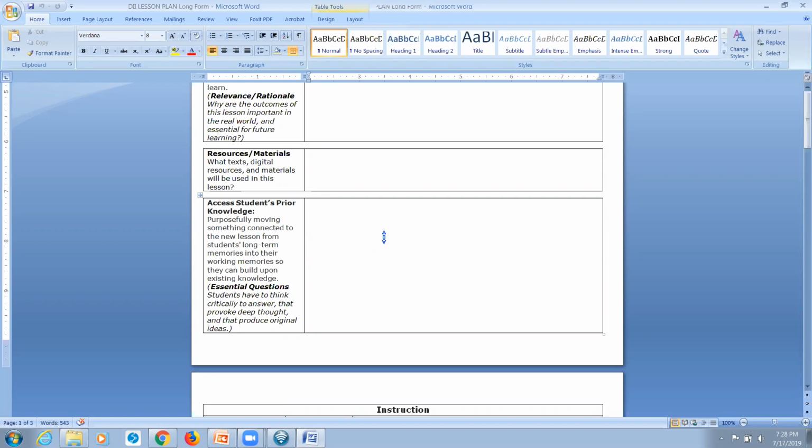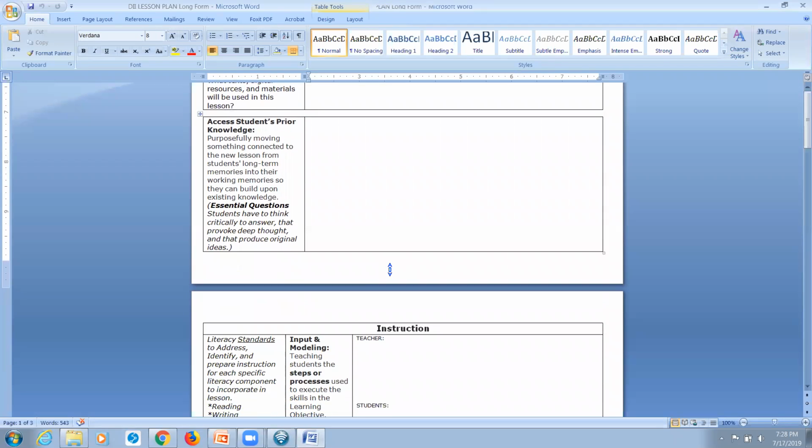Purposely moving something connected to the new lesson from students' long-term memories into their working memories so they can continue to build upon that knowledge, right? So students have to think critically to answer questions that provoke deep thought and that produce original ideas. So how do you activate prior knowledge?